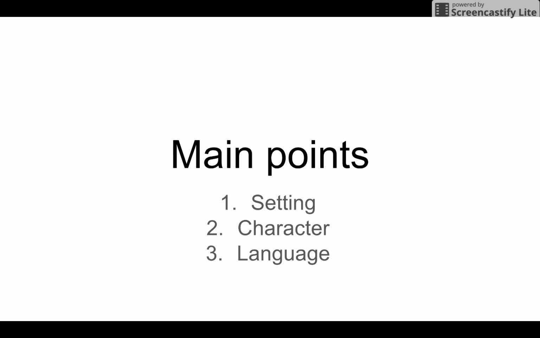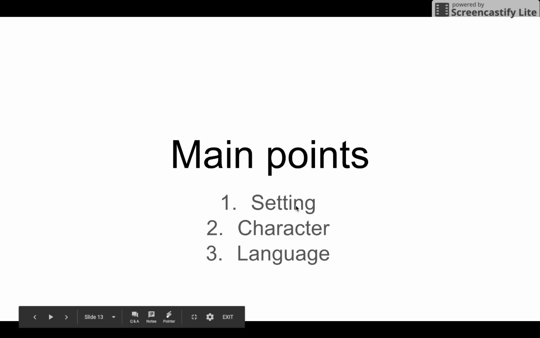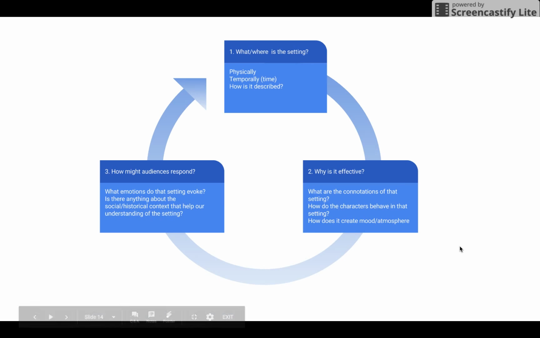For this essay, I want 3 main points from you. I want you to tell me how the opening is effective in terms of the setting, the characters, and the language used. What I'm going to do is show you a way of structuring this response in relation to setting. I'm not doing this for all 3 points because this is just a way you can organise your ideas and you can use this model for the other 2 points.